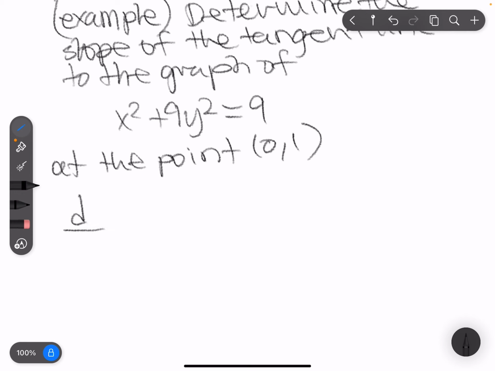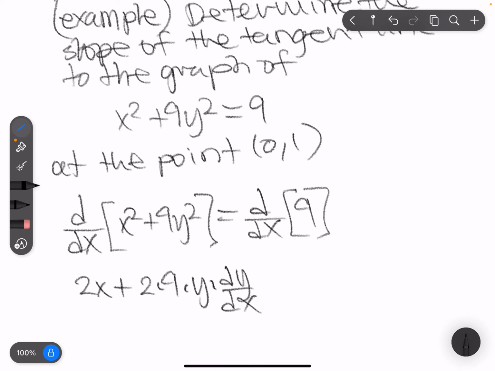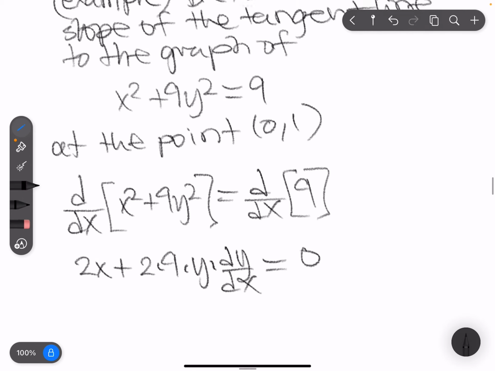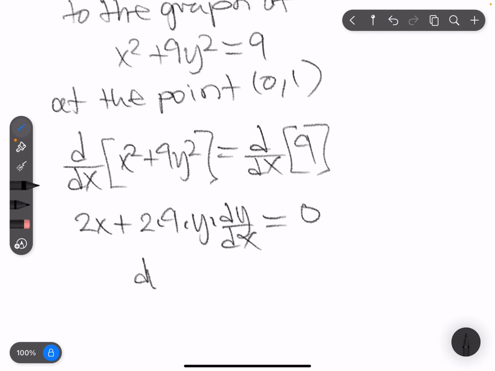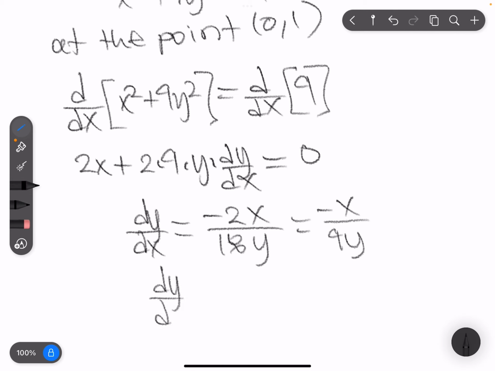So let's begin by differentiating both sides with respect to x. Very nice. This becomes 2x plus 2 times 9 times y times dy dx equals 0, which in turn becomes dy dx equals minus 2x over 18y, which is minus x over 9y. So we have dy dx is minus x over 9y.